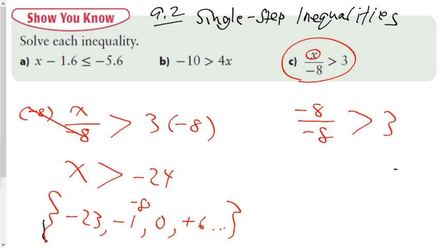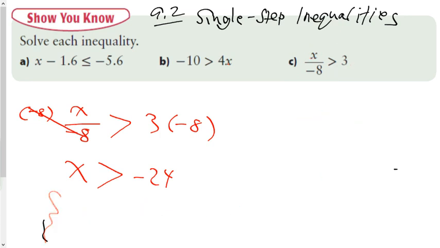Did it work? It didn't work, did it? Because negative 8 divided by negative 8 is 1, and 1 is not greater than 3. But if I go back and check what I did, go back in time, it looks like I did everything right. I multiplied both sides by negative 8. I got x is greater than negative 24.